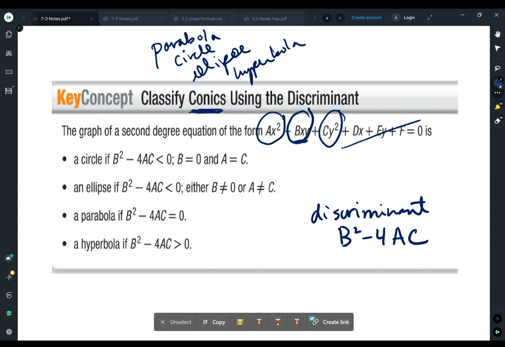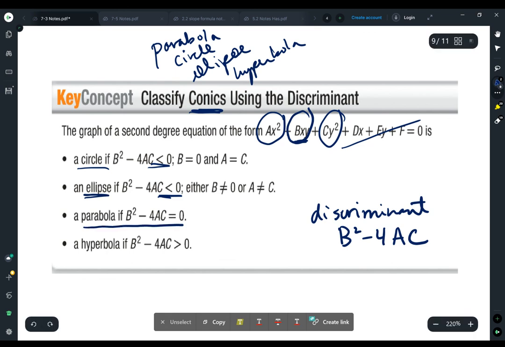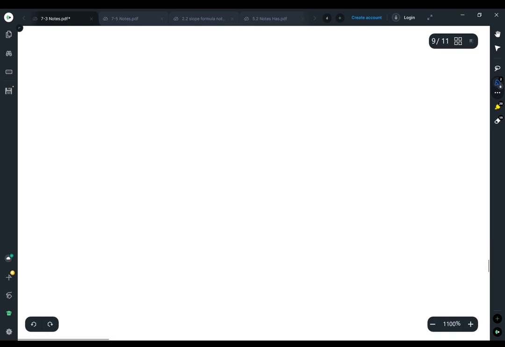If it's less than 0, it could be either a circle or an ellipse, and then we just use common sense to figure out which it is. It's a parabola if the discriminant equals 0, and a hyperbola if it's greater than 0. So you will have to memorize that. We're going to practice it really quick.